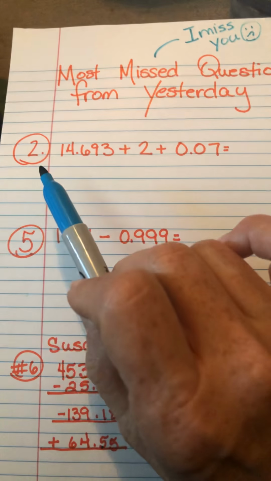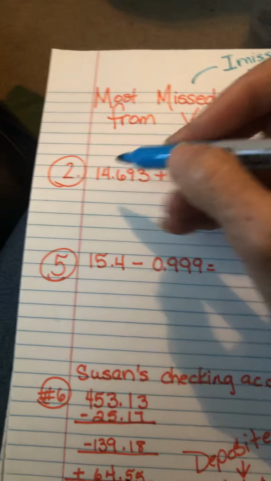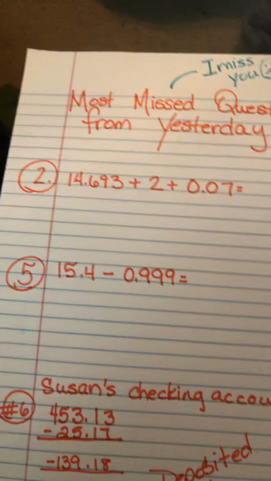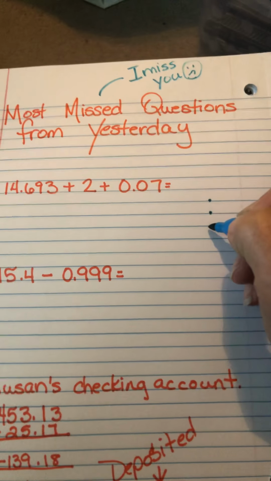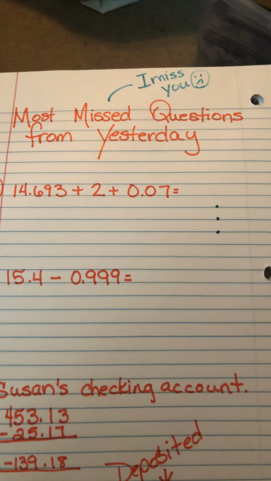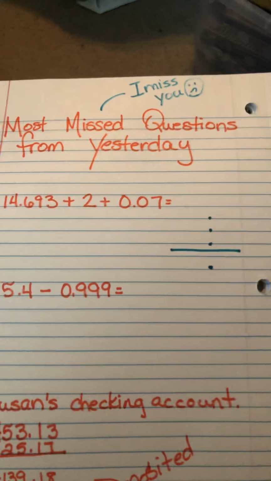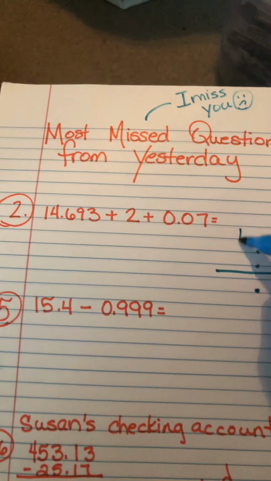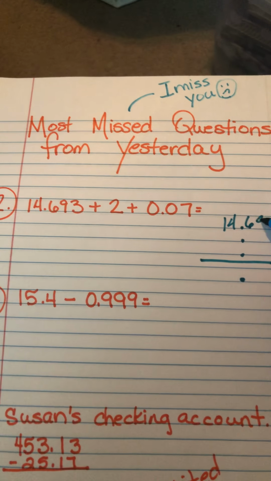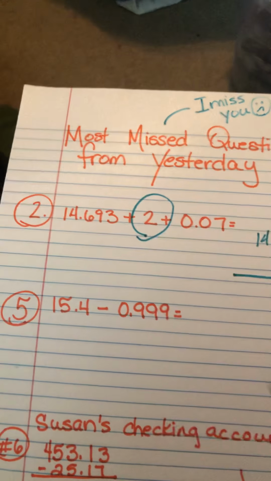Okay, number 2 was one of the most missed. When we're adding decimals, remember we always line our decimals up. So since I have 3 numbers, I'm going to go ahead and put the 3 decimals there. My line and my answer will have the decimal in the same row, straight in a row. So I'm going to put 14.693 here. This is probably why it was missed.